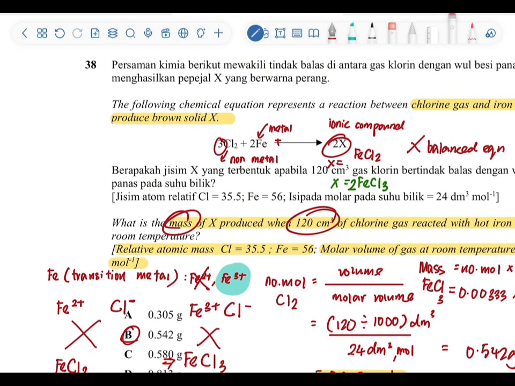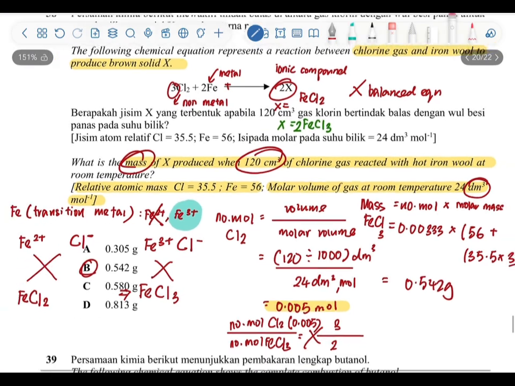and then we need to check whether it is a balanced equation or not. So 3 times 2, 6. 2 times 3, 6. Okay, this is balanced for chlorine. And then we need to check for iron, which is 2 iron, and over here 2 times 1, 2 iron. So this is the balanced equation.